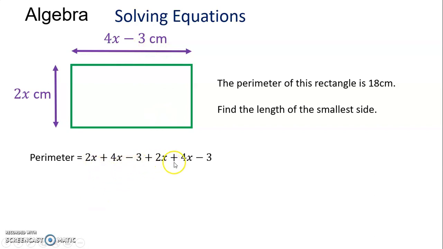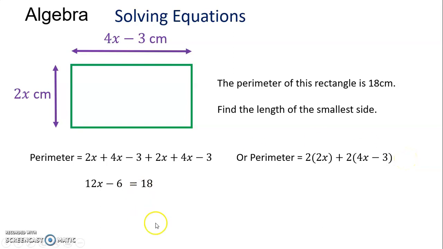And now I've got to collect my like terms. So I have 2x add 4x add 2x add 4x, which all together will give me 12x. And then I've got subtract 3 and another subtract 3. So all together subtract 6. Just over here is what I was explaining before. You could do as a more efficient method, 2 lots of 2x, add 2 lots of 4x, subtract 3.